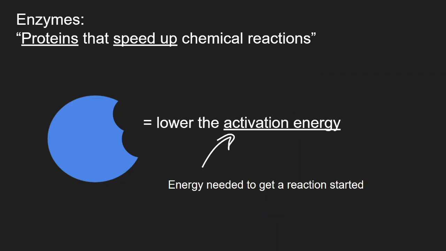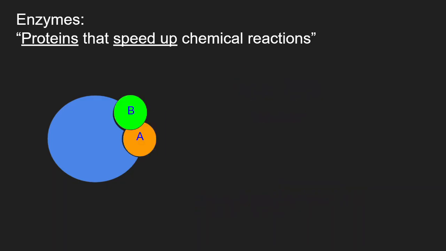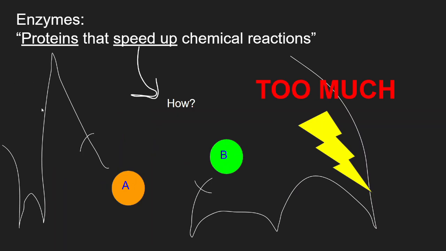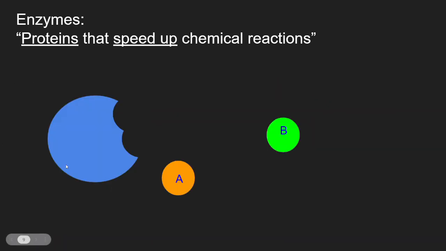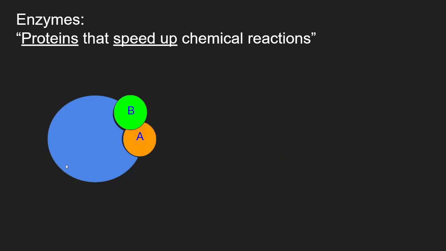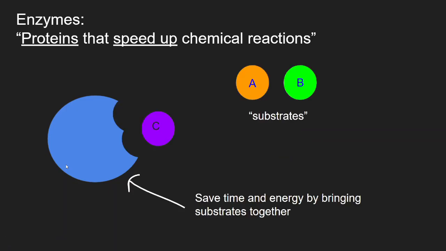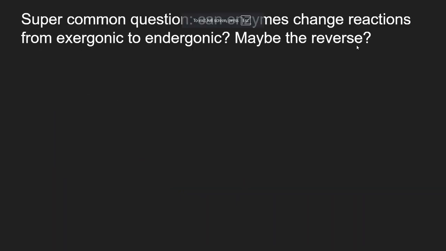So what an enzyme does, an important phrase to remember, is that they lower the activation energy, or the energy needed to get a reaction started. The activation energy in our situation was all the energy needed to move these molecules around so that they hopefully hit each other. With something like an enzyme that just brings them together, we have greatly lowered that activation energy.